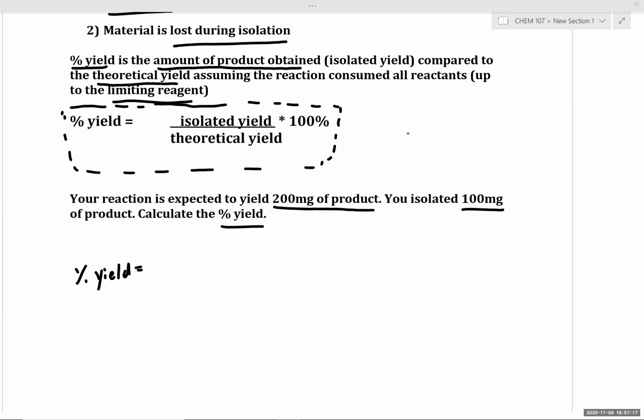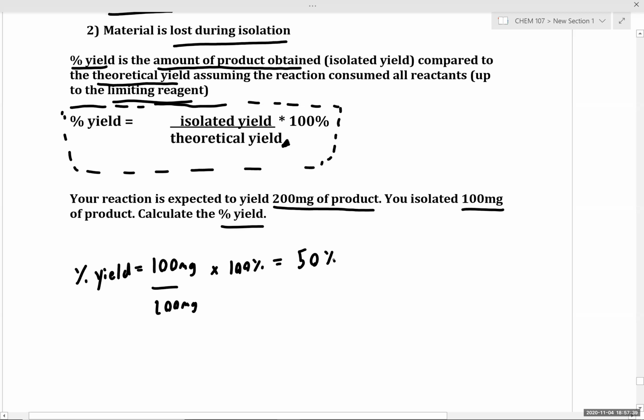What is the isolated yield? 100 milligrams. Yep, exactly right. So we have an isolated yield of 100 milligrams. What is the theoretical yield? How much product are we expecting? 200 milligrams. Yep, exactly right. So punching this into our calculator, this gives us a percent yield of 50%. We isolated about half of the product that we expected to, assuming a 100% efficient reaction. Does this idea of percent yield make sense? It's just the isolated yield over the theoretical.